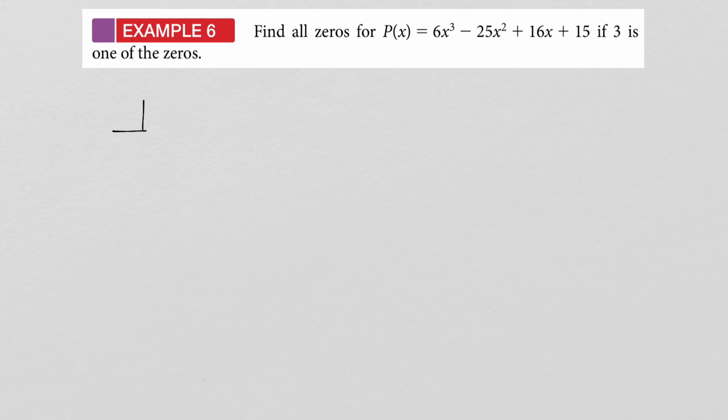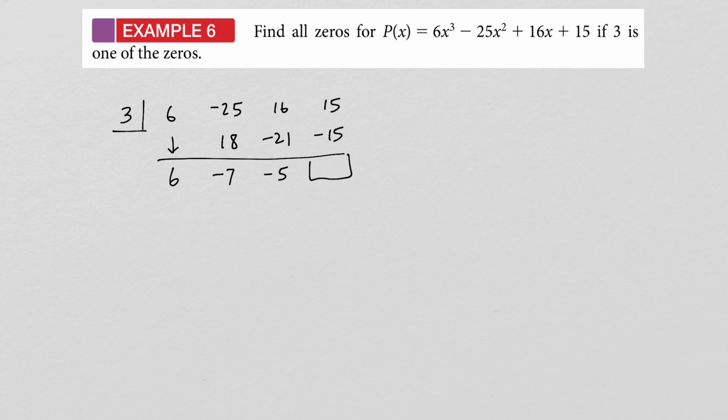So we'll start with the fact that we know 3 is one of the zeros. We're going to use synthetic division to divide the polynomial by x minus 3, right? Which is what we're doing when we put positive 3 in the box. So let's bring this down. 3 times 6 is 18. And if we add, we get negative 7. 3 times negative 7 is negative 21. And then if we add, we get negative 5. And 3 times negative 5 is negative 15. And if you add those, you get 0. And we expected this, right?